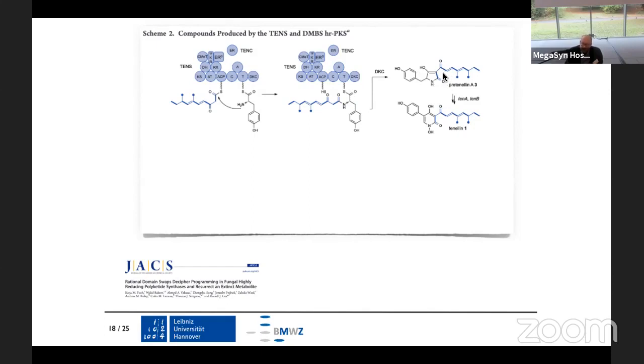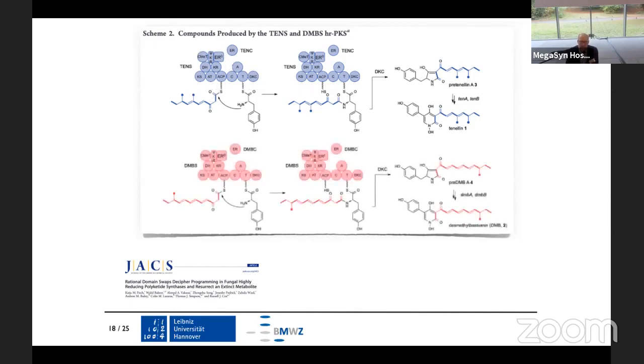And then in the case of tenolin, there are 2 post-PKS tailoring steps, both P450s, one of which expands the ring to make this pyridone, and the second one hydroxylates the nitrogen. We're not going to worry too much about those at the moment. What we're interested in here is the program of the PKS. Okay, set against that, we're going to use a differently programmed system.